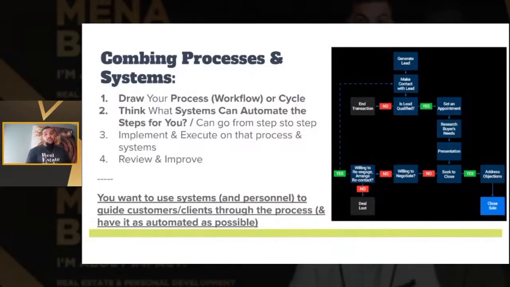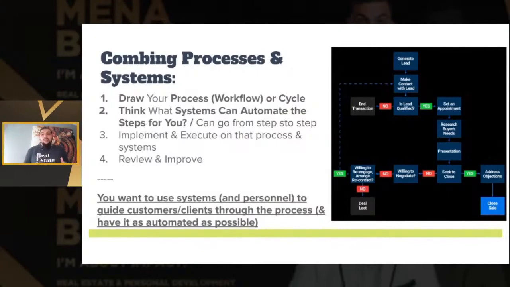Is there a system or a tool that can do that for me? I need to qualify a lead. Is there a system or a tool that can do that for me? I need to set appointments. Is there a system or a tool that can do that for me? And so on and so forth, right? So you want to first draw out your process, okay? Then second, think about what systems and tools can automate each of those steps for you. Then third, you want to go ahead and begin implementing and executing on that process and system.